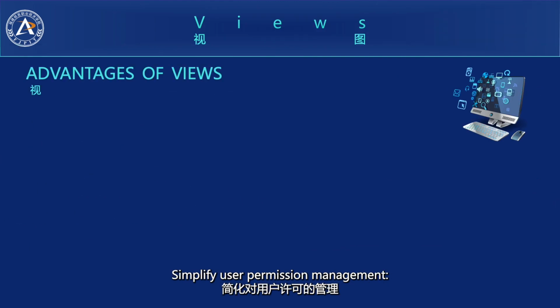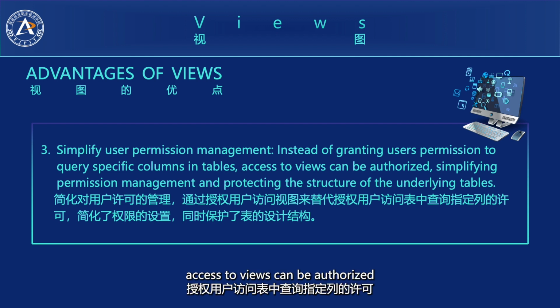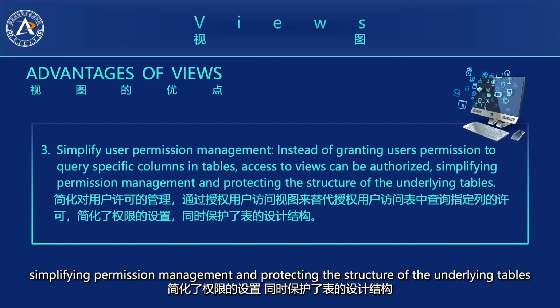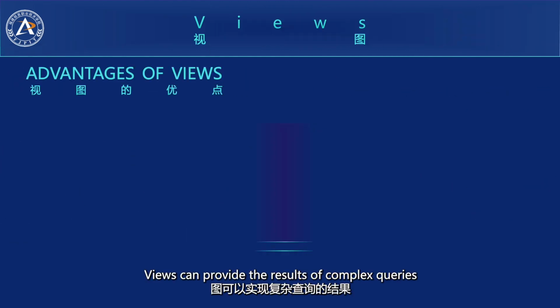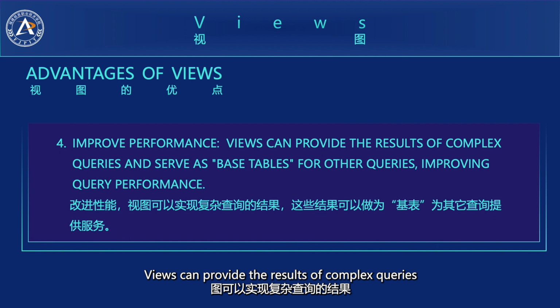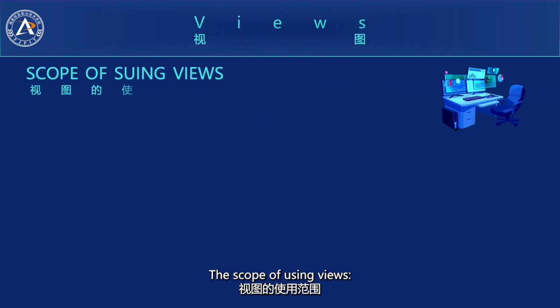Simplify user permission management. Instead of granting users permission to query specific columns in tables, access to views can be authorized, simplifying permission management and protecting the structure of the underlying tables. Improve performance. Views can provide the results of complex queries and serve as base tables for other queries, improving query performance.